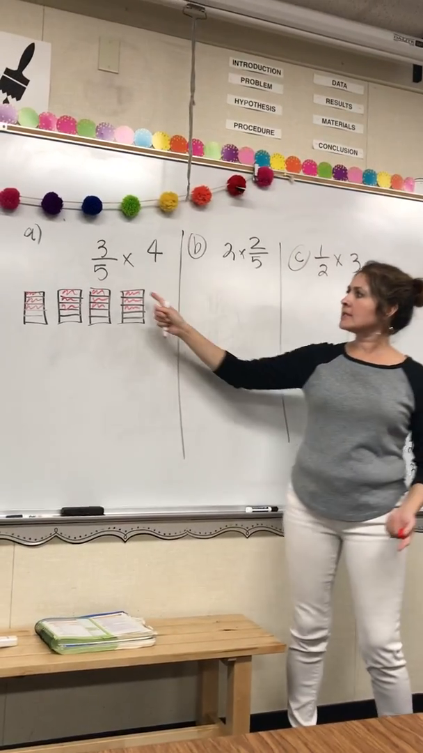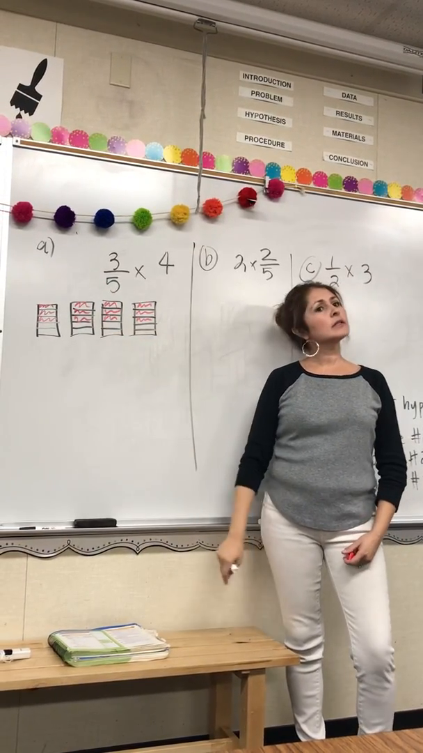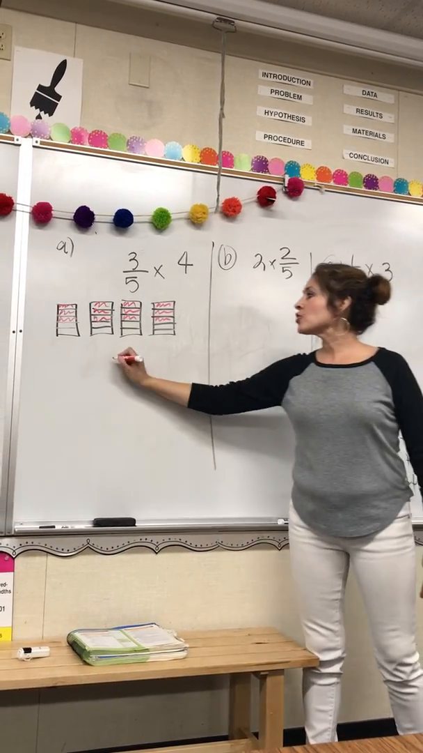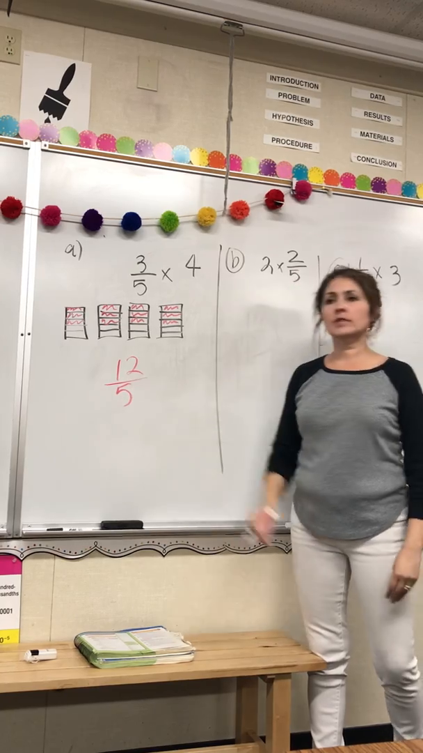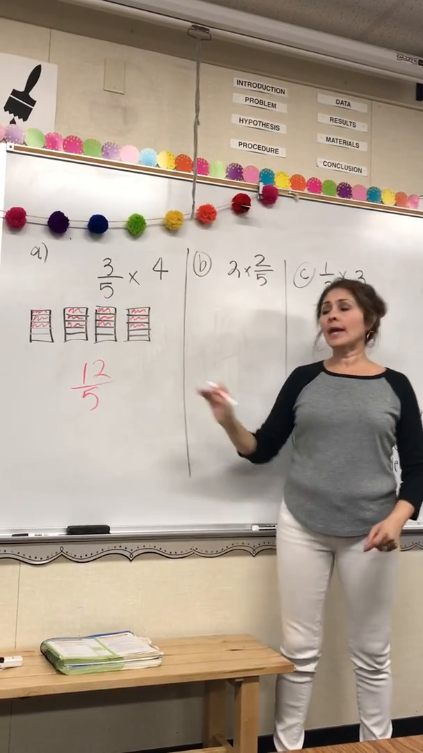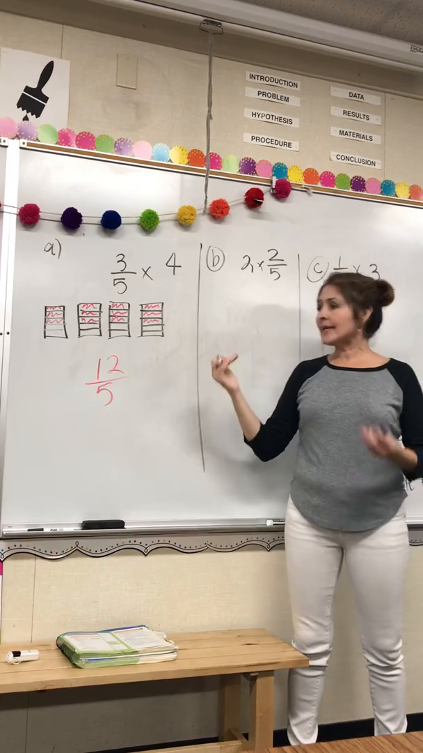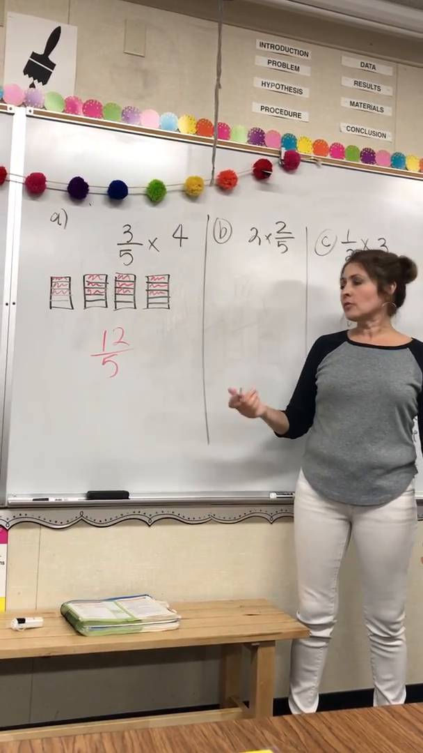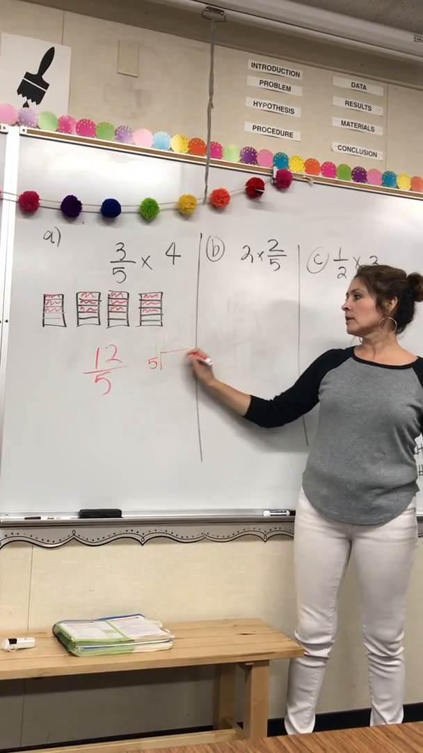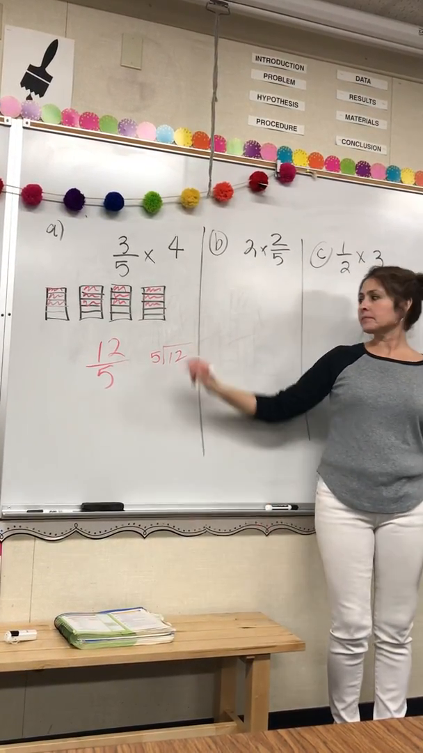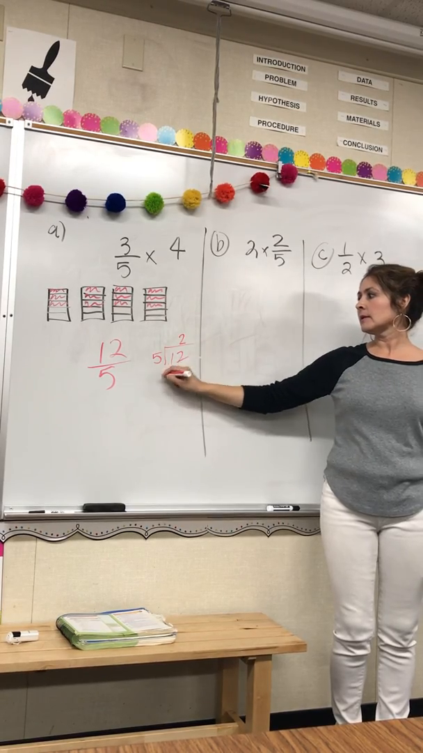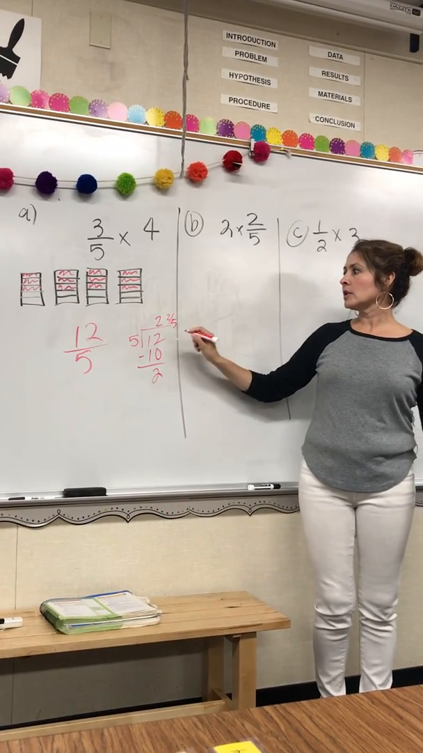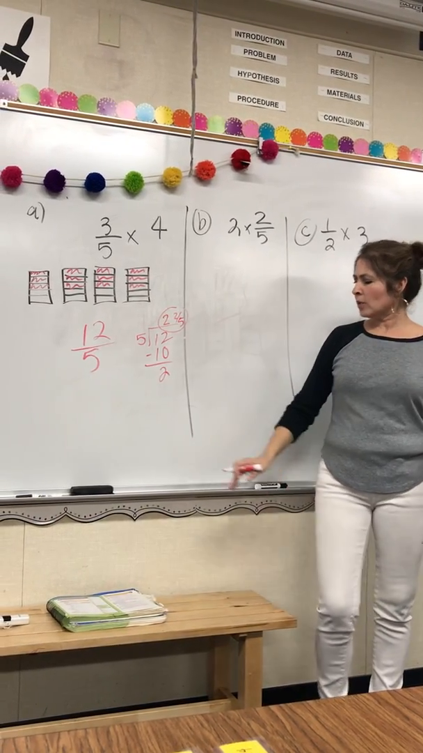How many total pieces is that? Talk with each other. 12. I heard 12. 12/5. You're eating 12, and there's 5 in each of these. That's an improper fraction. So what do we do? 12 divided by 5. 2. 10. And I get 2. 2/5. 2 and 2/5. Well, let's see if that's true.